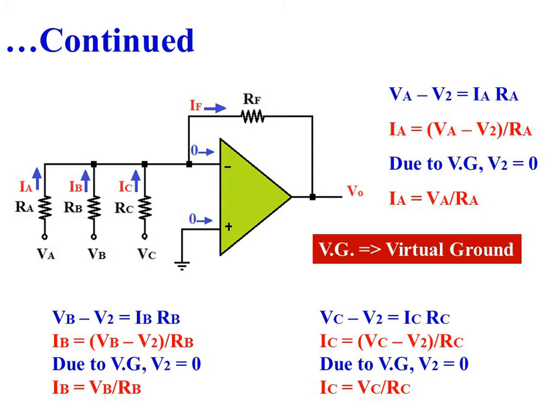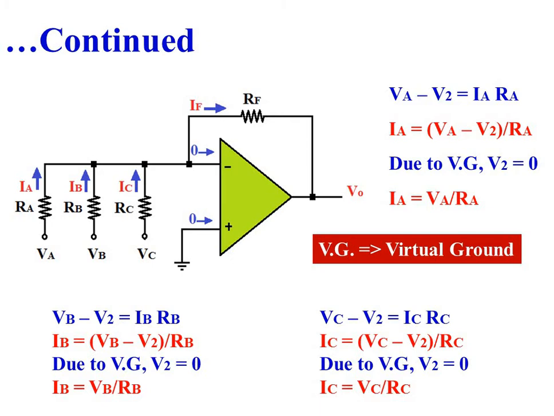Now let us write equations for currents IA, IB and IC. Applying KVL to the loop which consists of input signal VA, resistance RA and inverting input of the operational amplifier, we get VA minus V2 is equal to IA into RA. That means IA is equal to (VA minus V2) divided by RA. Due to virtual ground, V2 is equal to 0. So IA is equal to VA divided by RA.